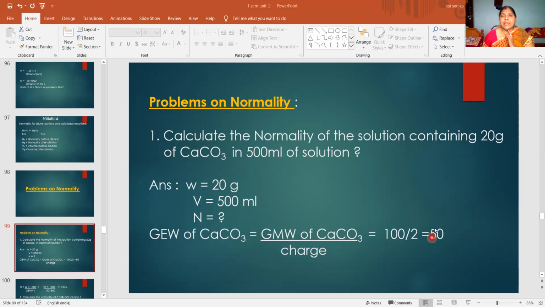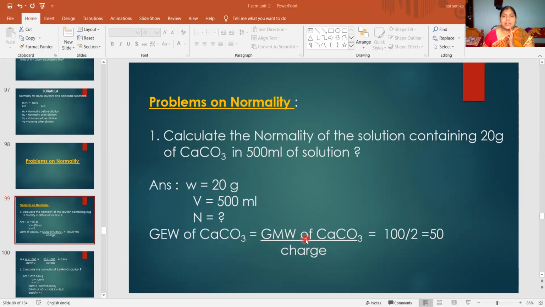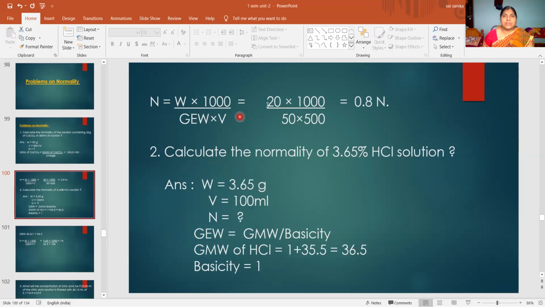So already we calculated the molecular weights and gram equivalent weights. Then what we have to do? We have to calculate the gram molecular weight. What is the gram molecular weight of CaCO3? It will be 100. What is the charge? 2. Those splittings and molecular weights you also have to calculate. Here I directly wrote the molecular weight and charge. So CaCO3 100 by 2, its equivalent weight is 50. Okay, now substitute in the above formula.